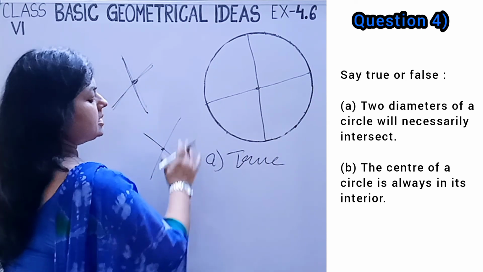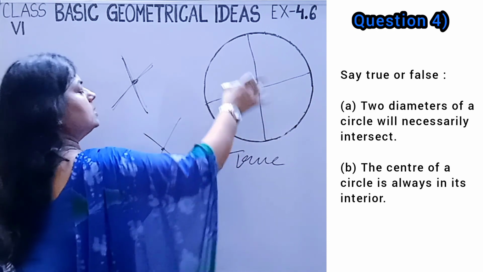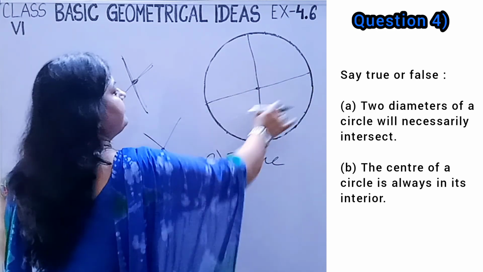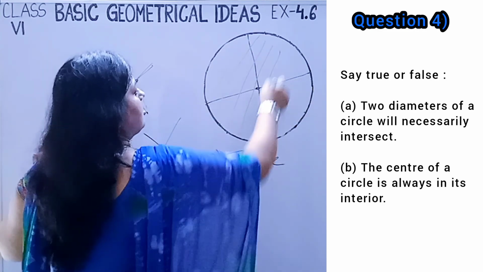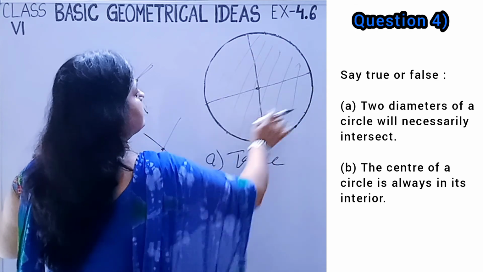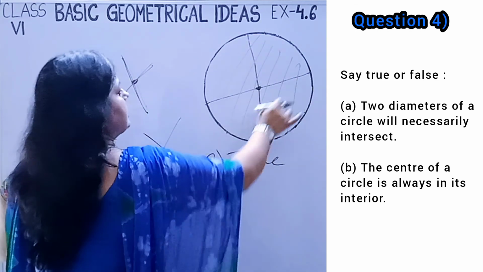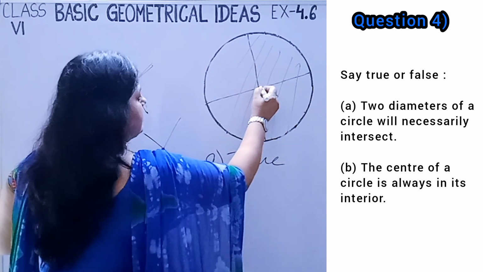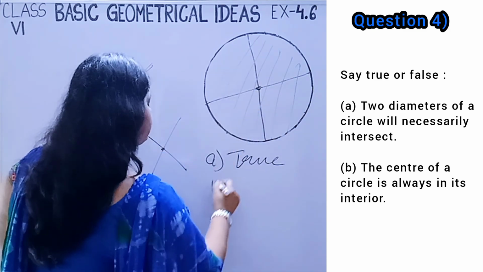B part, the center of a circle is always in its interior. What is interior? The area which is inside the figure. The entire portion of this figure is interior. So here the center is lying inside the figure. It means yes, the center is always in the interior. It means the statement is true.